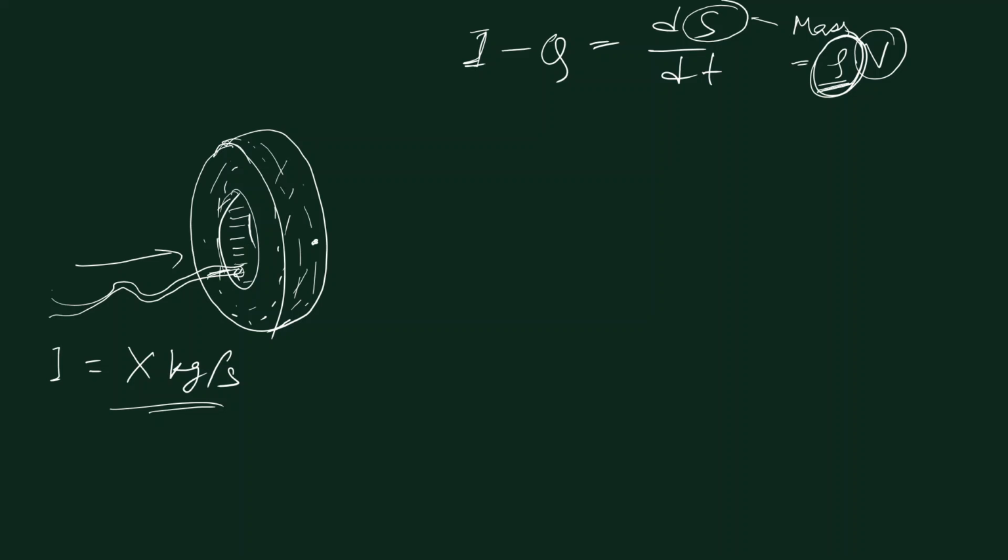Now if you consider a tire which is punctured, then you are filling it up at a certain rate, suppose X kg per second, and air is leaving this tire through this small puncture hole at a rate, suppose Y kg per second. So the rate at which you are filling this tire up is X minus Y kg per second.